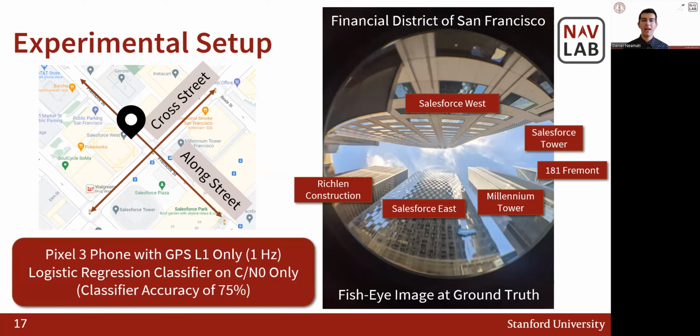So going into the experimental setup, we want to return to that ride-share narrative. So we want to imagine that you just ordered a ride-share in the financial district of San Francisco, in this case, a heavily urbanized environment as shown in the fisheye camera on the right. And we're going to take the user to have a Pixel 3 phone using only GPS L1 signals at roughly 1 Hertz data collection rate. And we train offline a classifier using a TU cabinets dataset with a classifier accuracy of 75%.